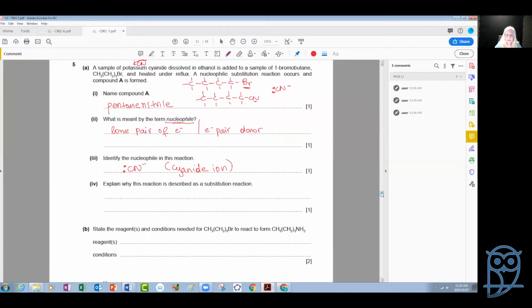Explain why this reaction is described as a substitution reaction. Well, obviously because we had the bromine. The bromine atom was substituted or replaced by the nitrile. Bromine atom replaced or substituted by the nitrile.